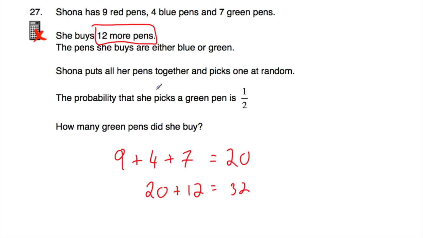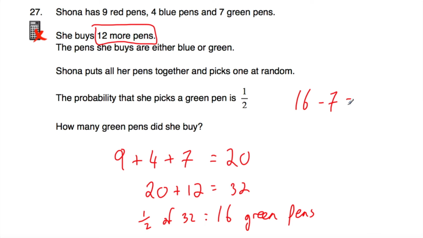Now, we're told that the probability that she picks a green pen is a half. So that means that after she buys her pens, half of them are green. So if we do half of 32, that'll tell us how many green pens it would be. And a half of 32 is equal to 16. So that means there's 16 green pens. Now that's after she bought the 12 extra pens. The question said how many green pens did she buy? So she had 7 to begin with, and then she ended up with 16. So if we do 16 take away 7, that's equal to 9. So that means she must have bought 9 green pens.